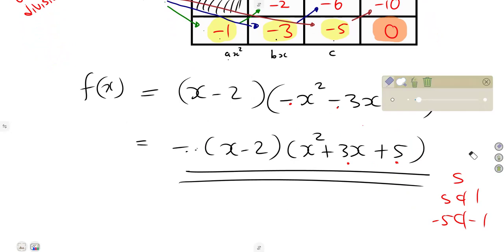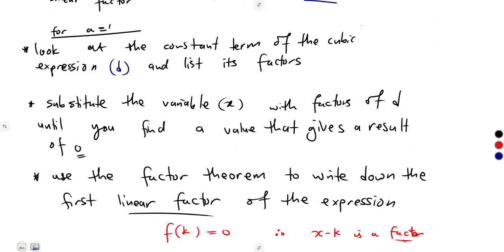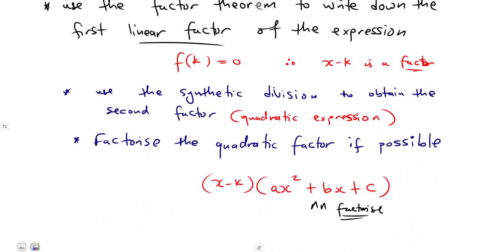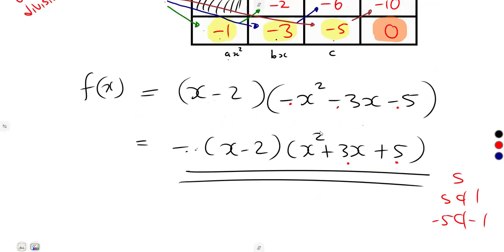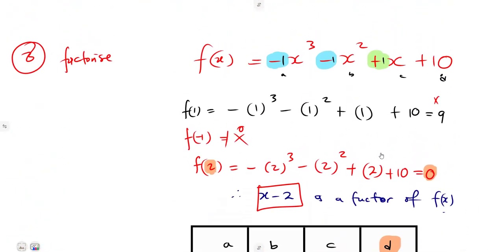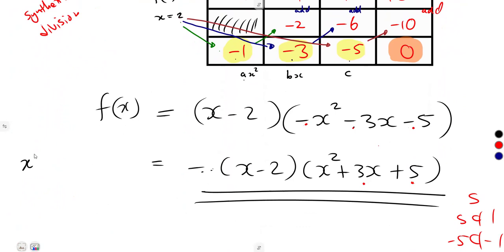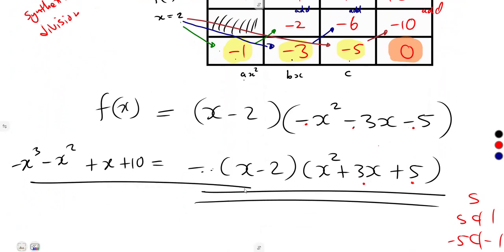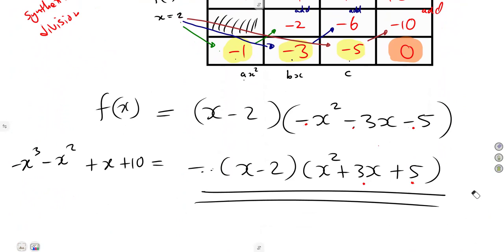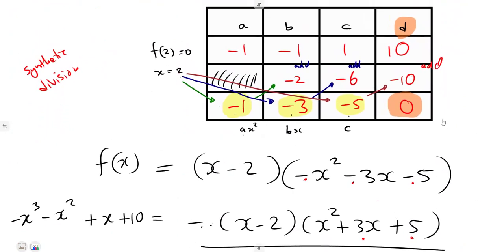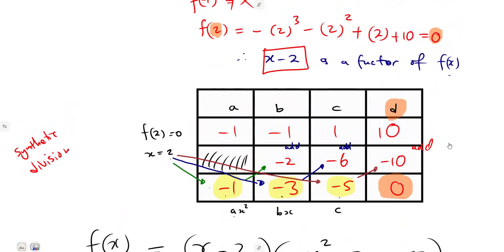That is why on our notes here, we had the statement that we are supposed to factorize the quadratic factor if possible. If it is possible, do factorize. But if not, then just leave it as it is. You have fully factorized that cubic expression. The f of x is this cubic expression, so you can even rewrite it as it was here: x cubed minus x squared plus x plus 10 is equal to this. Using synthetic division, you can factorize, just like what you had with long division.